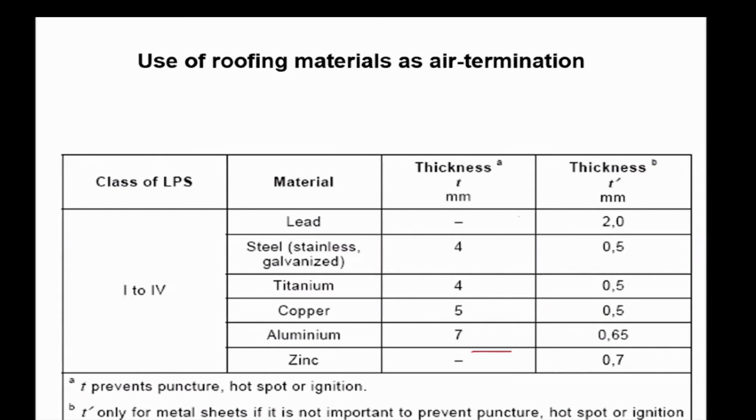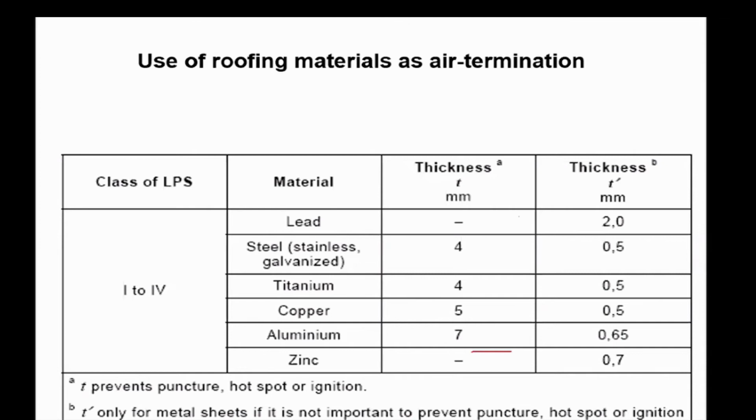Let me go to the rightmost column. Thickness T dash in millimeters. If your building is not housing any flammable material, then the thickness of the roofing material in that column is the minimum thickness you need to consider that as the air termination system.